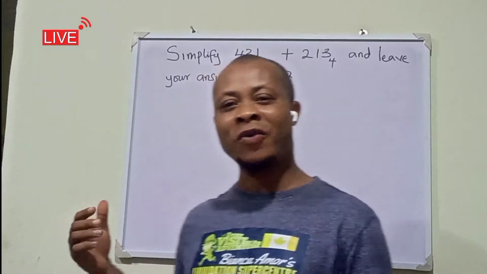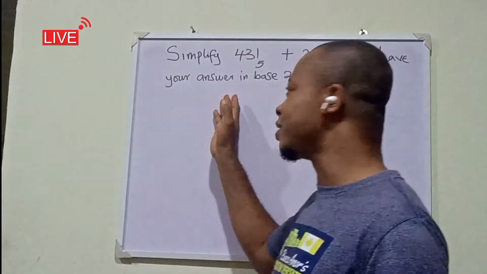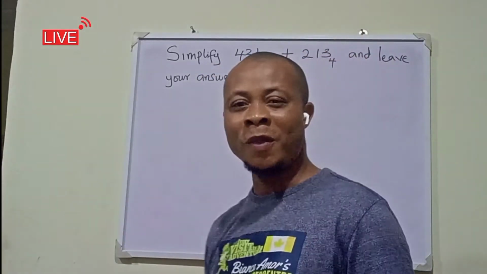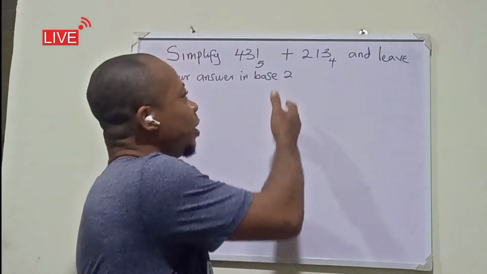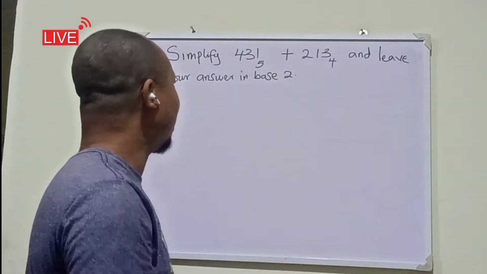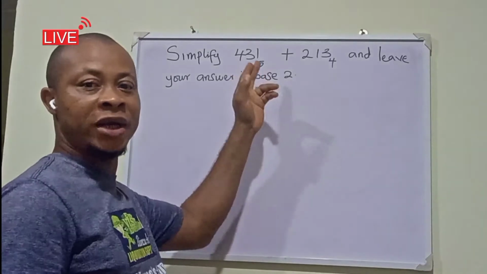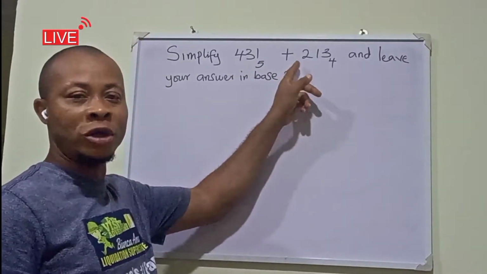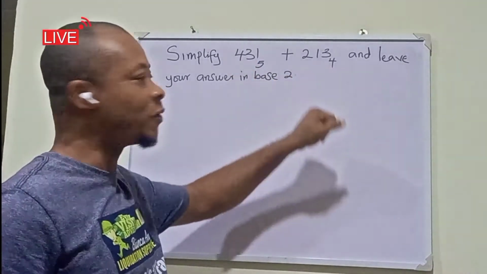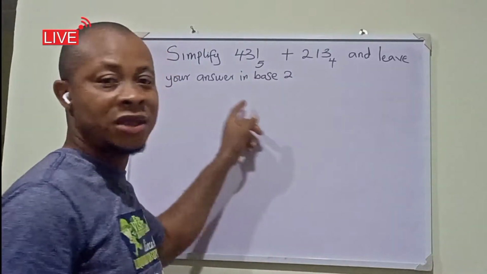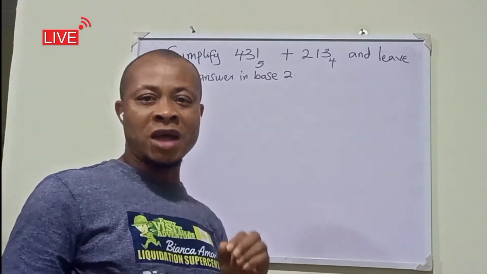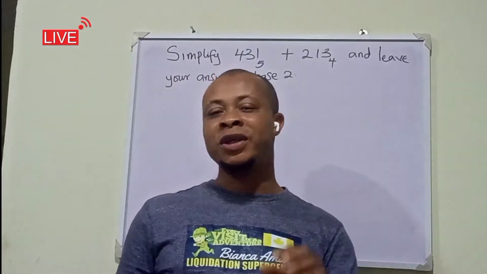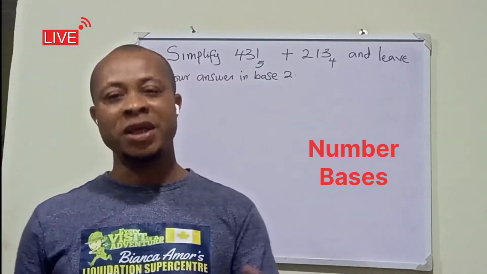In today's tutorial, we are going to look at how to solve this simple problem. If you are given this simple problem to solve: simplify 431 base 5 plus 213 base 4 and leave your answer in base 2. As a student, you need to know that this topic is from number bases.